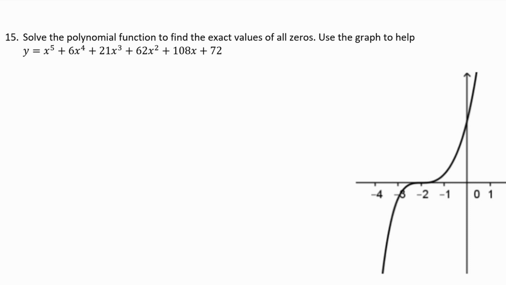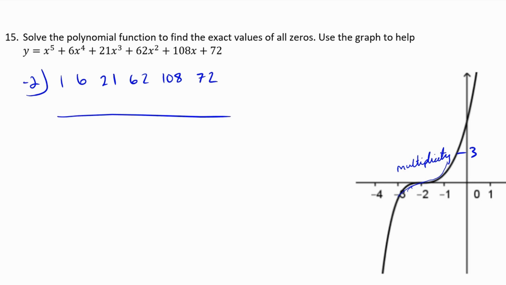But what I notice is that this has this cubic kind of behavior through negative 2. So what that's telling me is that I have multiplicity happening here at negative 2. So since I have this multiplicity, I'm going to use synthetic division 3 times because I have multiplicity of 3 at -2. So I'm going to use -2 and I'm going to divide 3 times. So 1, 6, 21, 62, 108, and 72.